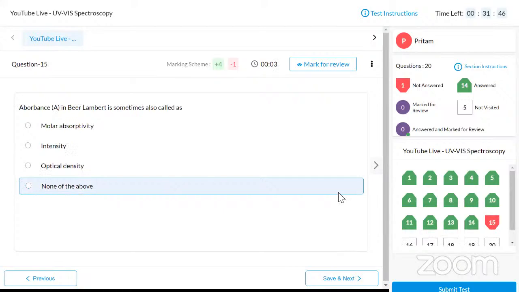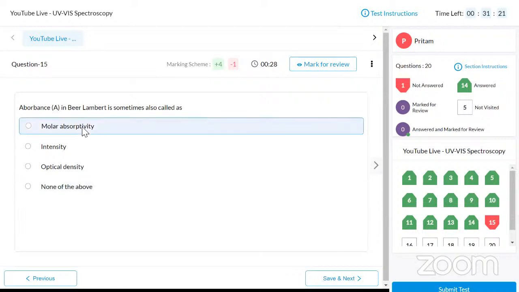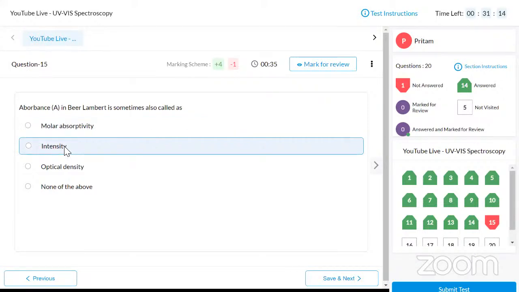Moving on, absorbance, which is also designated as A in Beer-Lambert's law, is sometimes also called as: A, molar absorptivity, B, intensity, C, optical density, and D is none of the above. So as you know, absorbance, also designated as A, is not molar absorptivity. Why? Because molar absorptivity is designated as epsilon in your Beer-Lambert equation. Intensity is designated as I. So absorbance does not mean intensity. Why? Because intensity basically designates the intensity of the incident light which is falling on your sample. So it has no relation with the absorbance, although it governs and is an important factor for calculating your absorbance, but intensity is not the answer.